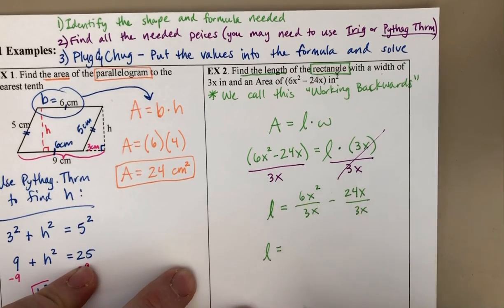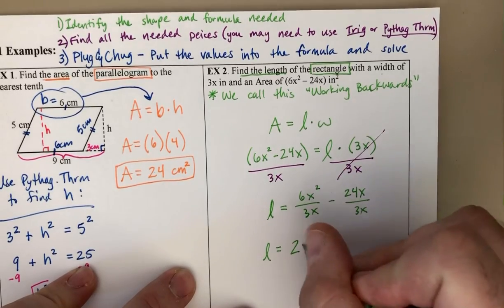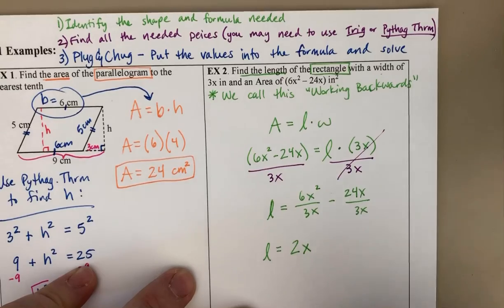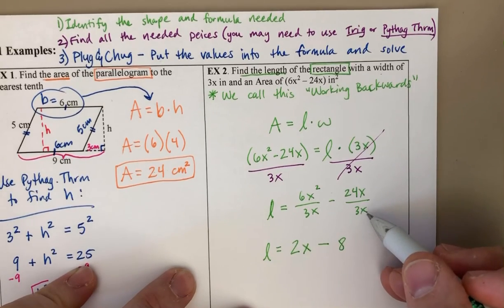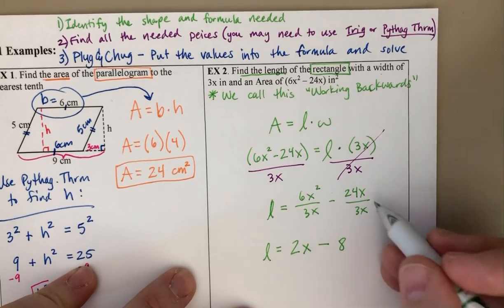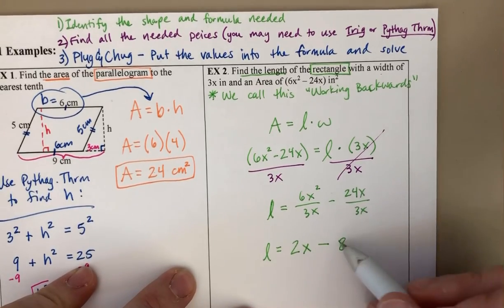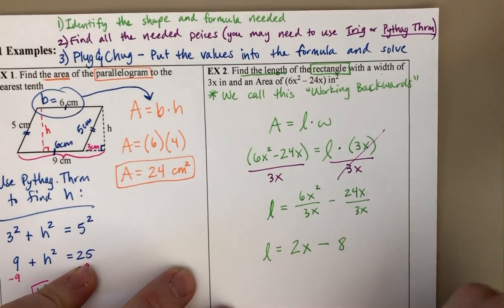So what is 6 divided by 3? Well, that's 2. What's x squared divided by x? That is just a single x. Okay, and then we have a minus. We have 24 divided by 3. That's 8. x divided by x is 1. Anything divided by itself is 1, so then it'd be like 8 times 1, which is just 8. So my length looks like it's 2x minus 8.